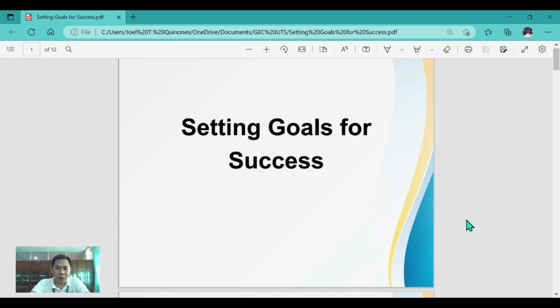Why there is setting goals for success: we have to plan our work and work on our plan. Then, with this particular mindset, basically, it is possible for us to attain our short-term and long-term goals. So that is the short discussion or brief presentation of setting goals for success.